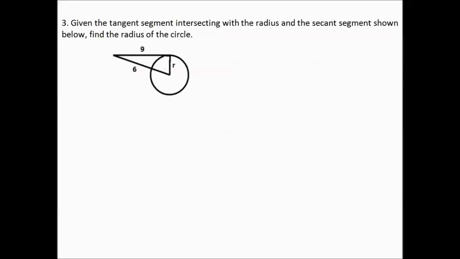Let's look at the third example. Given the tangent segment intersecting with the radius and the secant segment shown below, find the radius of the circle. Find the radius. So they told us it's a tangent. And remember, tangent is perpendicular to radius. So if this is a tangent, then it has to make a right angle with the radius. Has to.